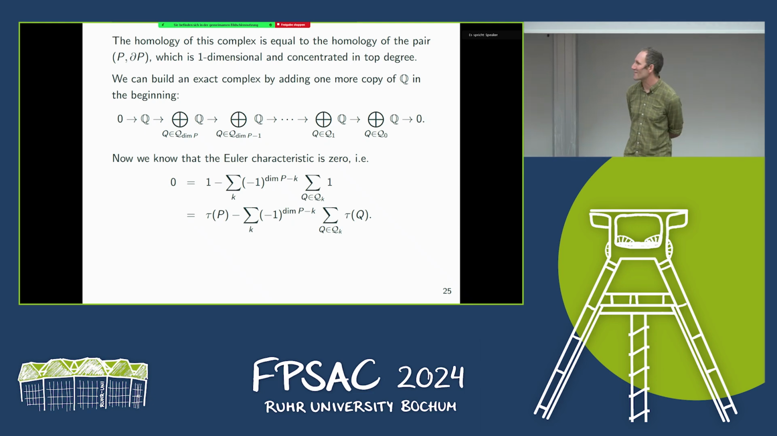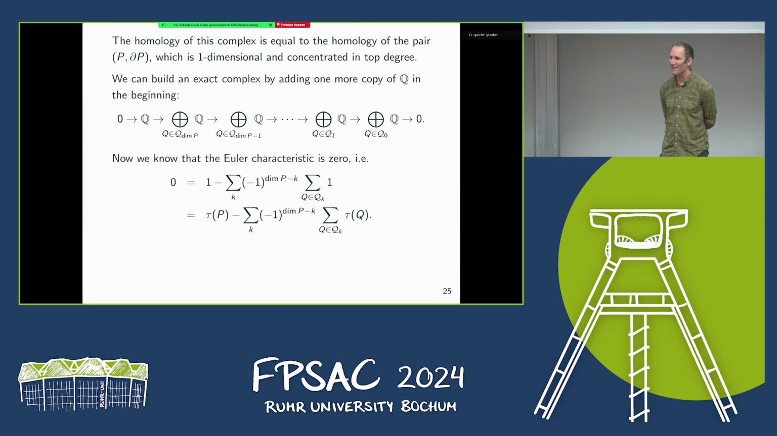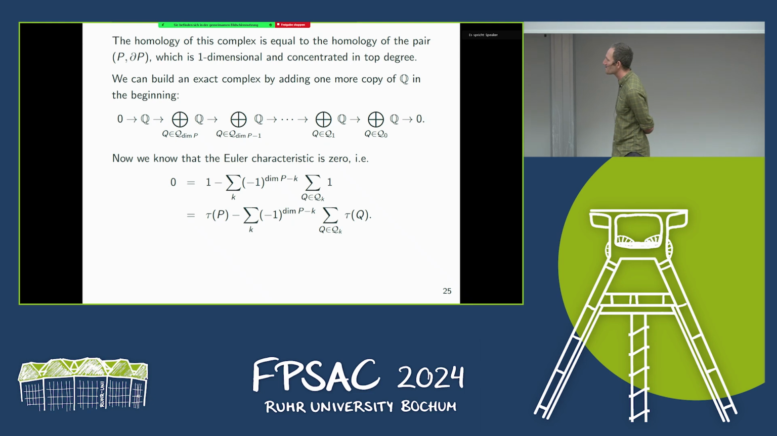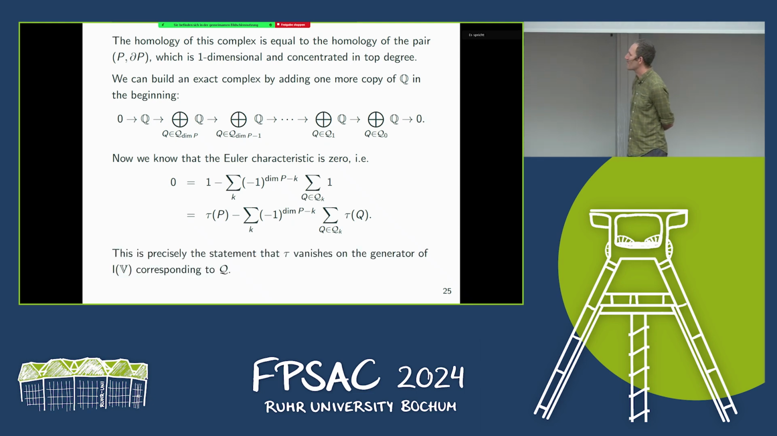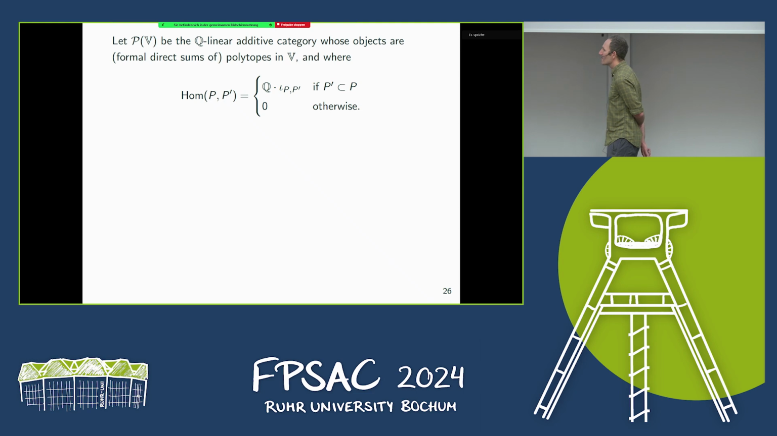So that topological argument, that Euler characteristic argument, at least to me, explains why the trivial valuation is a valuation, why the trivial invariant is a valuation. So this is precisely the statement that tau vanishes on the generator of I of V corresponding to Q. So, okay, this sort of suggests that these alternating sums should be replaced by exact sequences in the notion of valuativity. So let me try to do that.